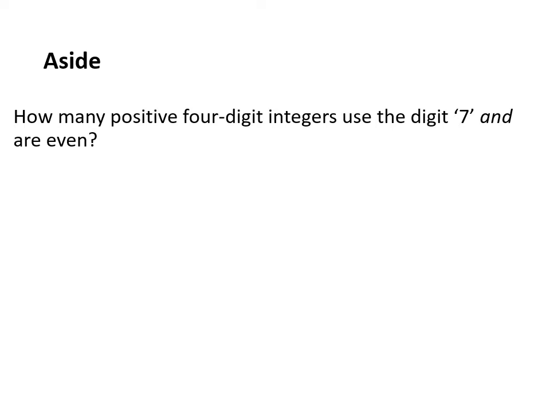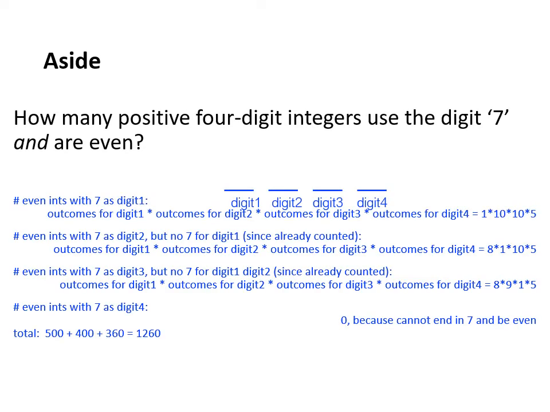So how did we get the number that we used, where we needed to determine how many positive 4-digit integers use the digit 7 and are even? We did this as a side calculation, and we did it using the rule of sums. So there are a couple of cases here. We have even integers that have 7 at the first place, even integers that have 7 at the second place, but not at the first place, since we already counted those. And then 7 at the third place, but no 7 at the first and second, and 7 at the fourth place.